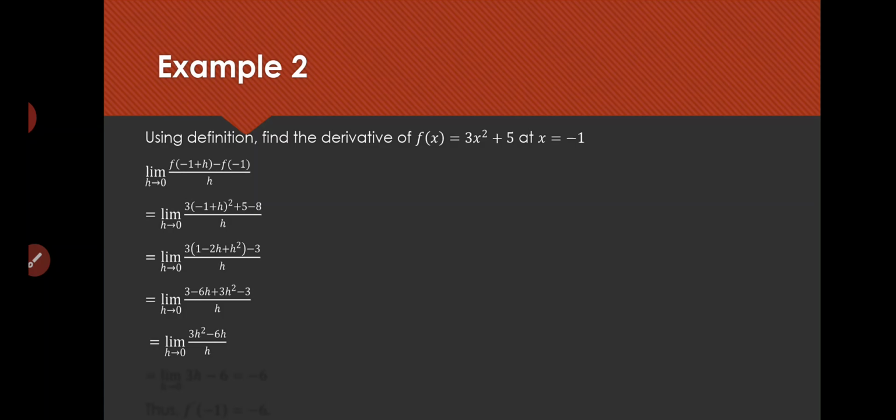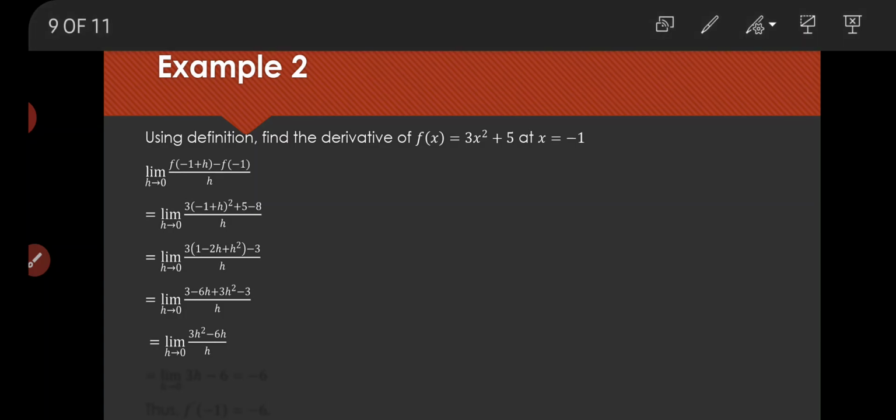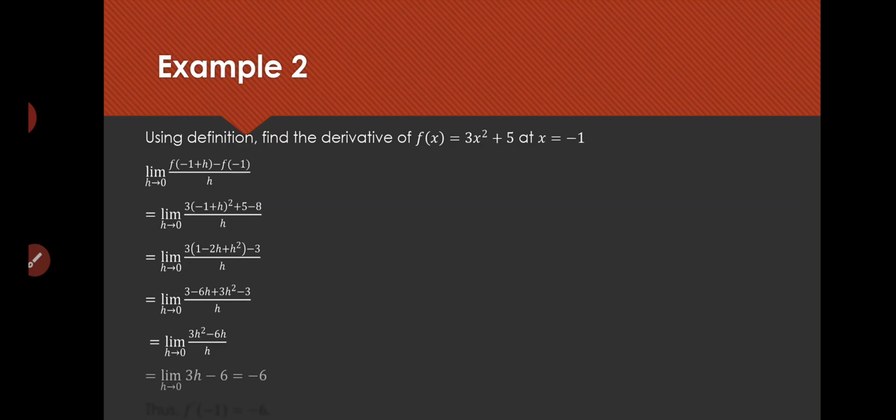h gets cancelled in the numerator and denominator. I am left with this 3h minus 6. Putting h equals to 0, my answer is minus 6, and hence f dash minus 1 is equals to minus 6. Fine. So I think you have got hold of the idea of how to solve this kind of problem.